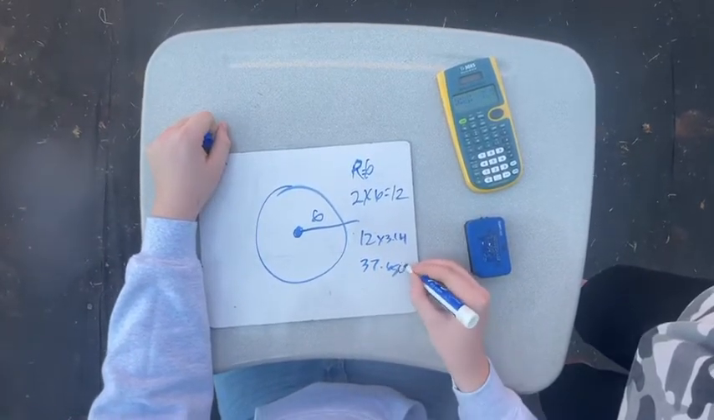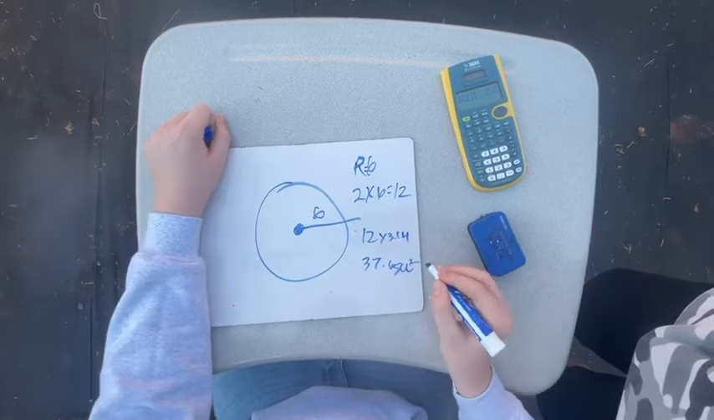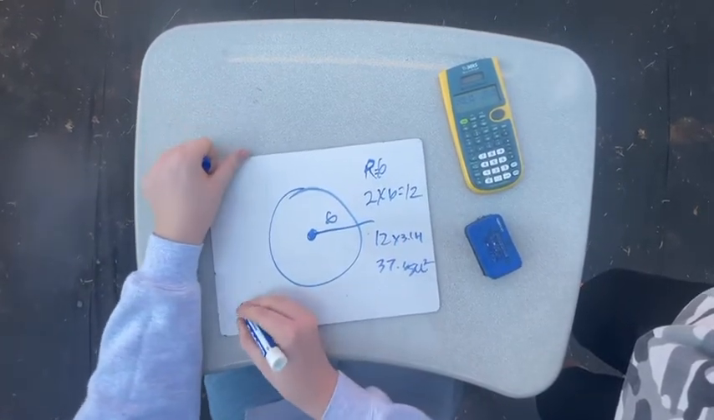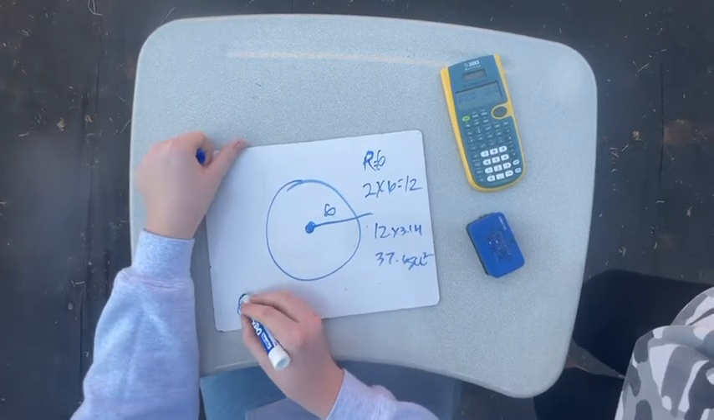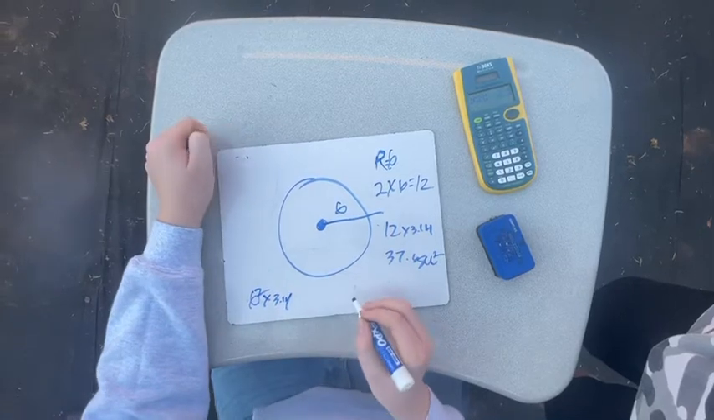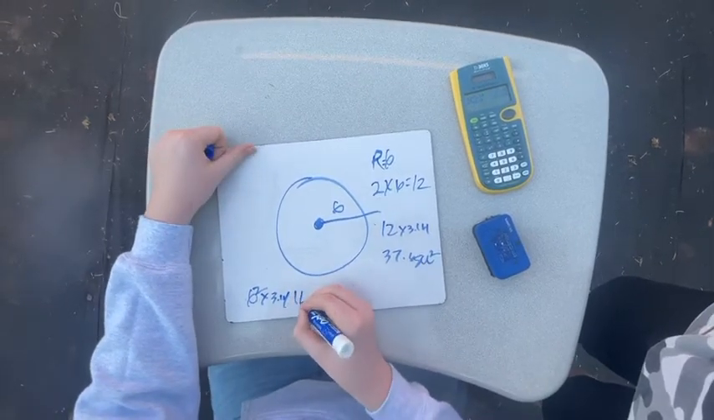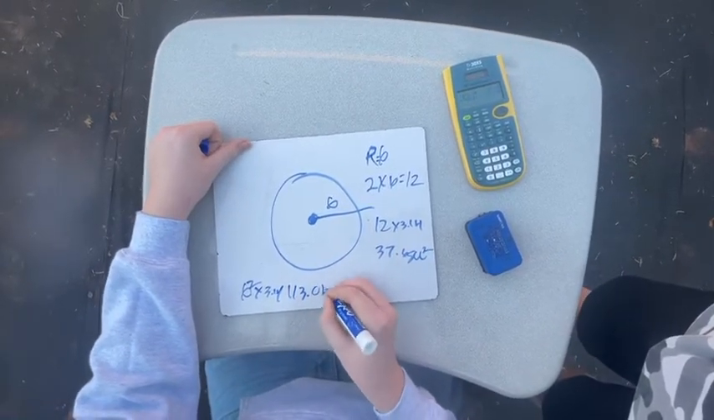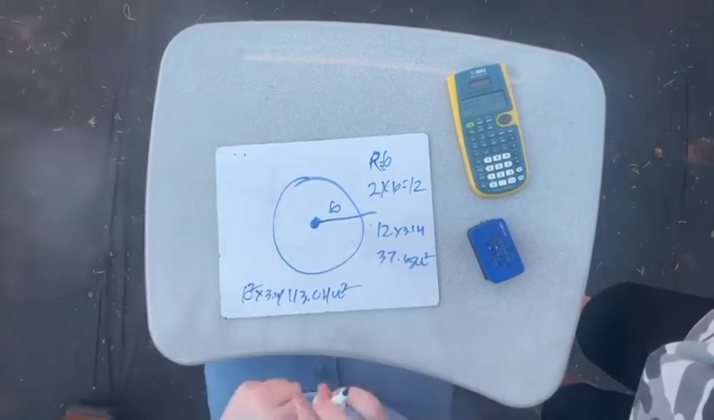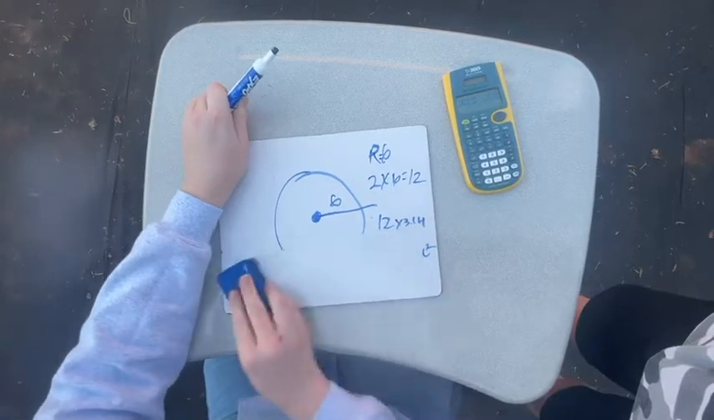37.68 units squared. Then, if you were to do area, it would be 6, which is your radius, squared times 3.14. And because of that, you would end up coming out with 113.04 units squared. That is an example of circumference and area.